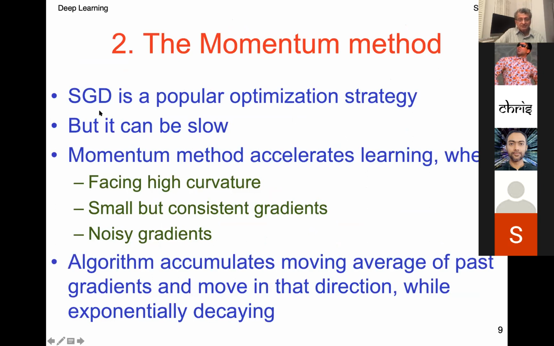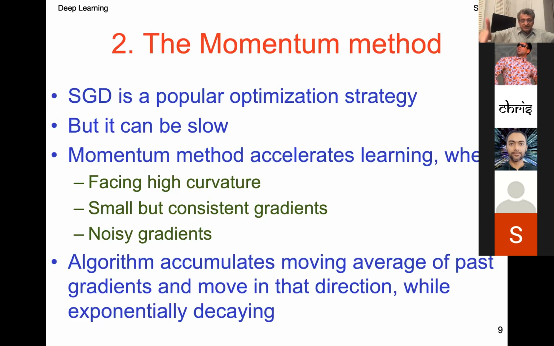And this is the momentum method. SGD is a popular optimization strategy, but it can be slow. Momentum method accelerates learning while facing high curvature, small but consistent gradients, noisy gradients. And the algorithm accumulates moving averages of gradients and moves in that direction while exponentially decaying. Right. So it is an average of past gradients. It keeps track of the past gradient and keeps moving in that direction. So it's not jumping all over.